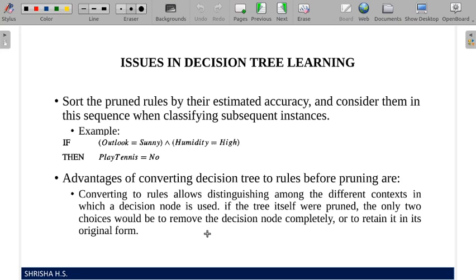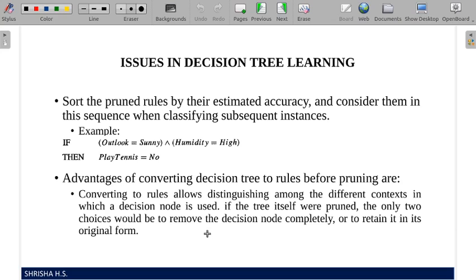So outlook equal to sunny and humidity equal to high is no. That's one path. Outlook equal to sunny, wind equal to strong, play tennis equal to no. That's another path. Outlook equal to overcast, play tennis equal to yes. That is one path. Outlook equal to sunny, humidity equal to normal, play tennis equal to yes. That is another path. So each branch from root to leaf becomes a path, right? That's how we go on making rules.